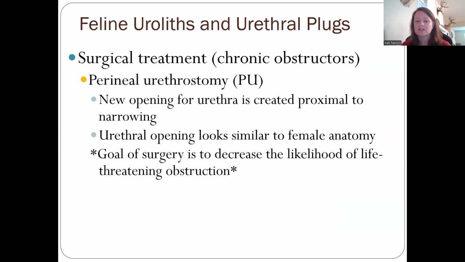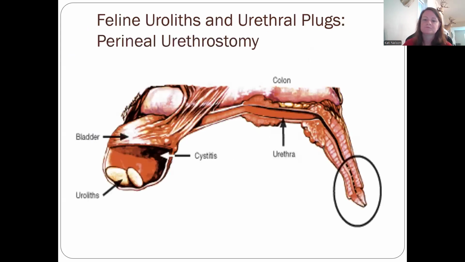The goal of surgery is to decrease the likelihood of that threatening obstruction. So you can see here, this is the portion that they remove, and then they take the urethra and suture it. There's a video on here that you can watch on your own time, but basically, when they cut that, they suture it to the sides, and now the opening is wider so the kitty can pass urine like they should.